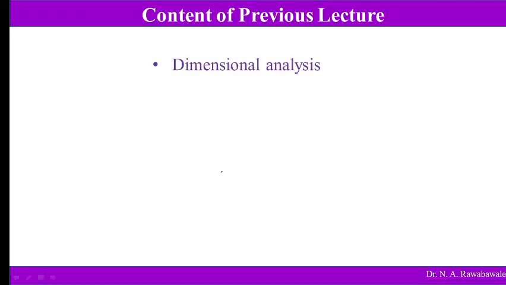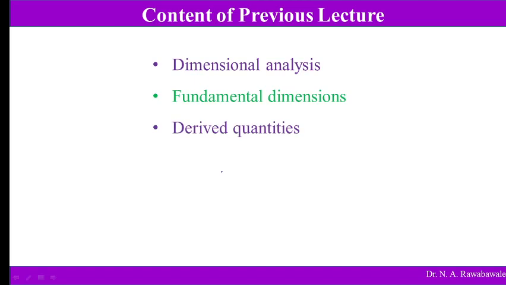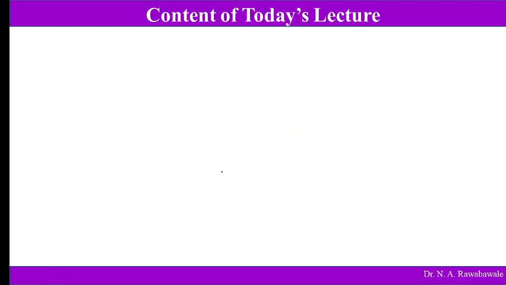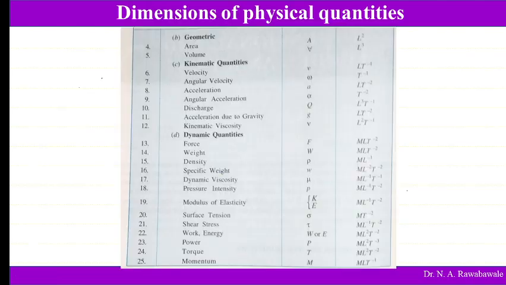In the previous lecture we have seen dimensional analysis, fundamental dimensions, derived quantities, dimensional homogeneity, and methods of dimensional analysis. Today we will see numericals on Rayleigh's method. This is the standard table that we have seen in the previous class, that is, dimensions for derived quantities. We have various derived quantities, and for these we have dimensions here. These are required to solve the problems.